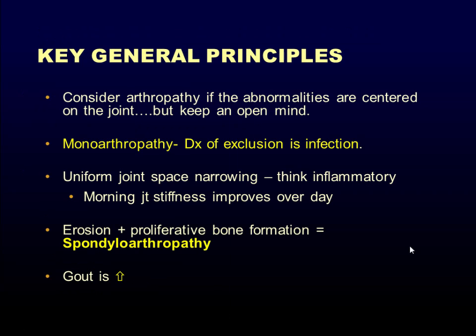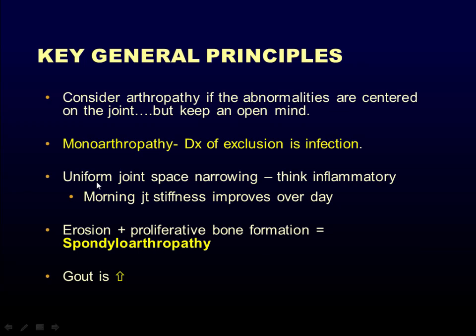So key principles when you're approaching an arthropathy. Obviously, if you have disease process on both sides of the joint, you're probably dealing with an arthropathy. But keep an open mind, because occasionally other disease processes will mimic an arthropathy. If you're dealing with a solitary joint of involvement, the diagnosis of exclusion is infection. If it turns out to be a crystalline arthropathy, fine, but we're going to make sure that it's not infection.